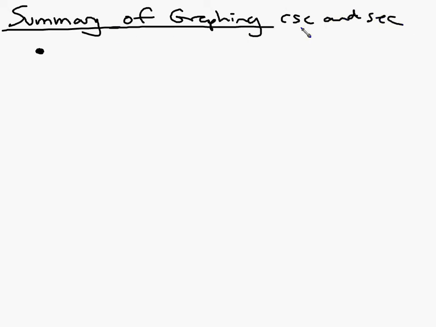Okay? This is kind of a step-by-step to make it easy. We'll make this kind of a bulleted list here. First bullet. All right? Let's call this the summary of graphing cosecant and secant. This will be kind of a step-by-step or bulleted how-to list. First bullet is you have to graph either sine or cosine first.